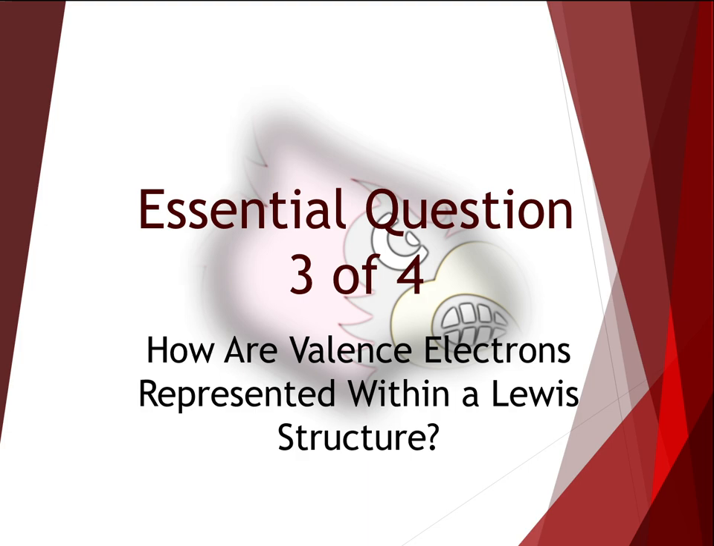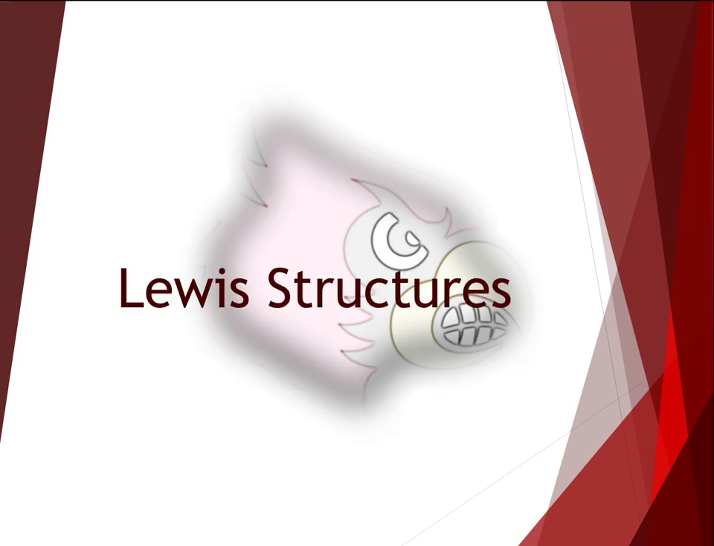This video is for Chemistry in the Earth System, Unit 2.3, Electron Representations. Today's main idea, or essential question rather, is: how are valence electrons represented within a Lewis structure? Our first main idea, Lewis structures.